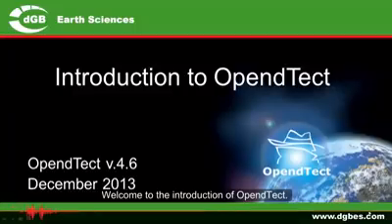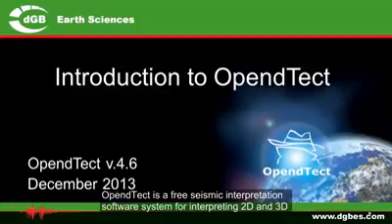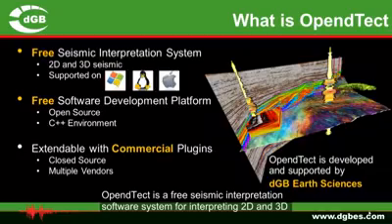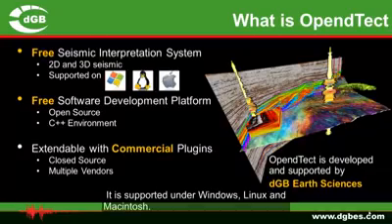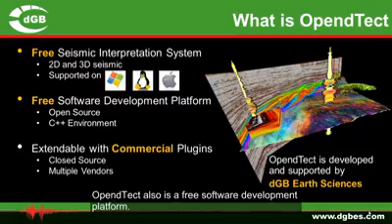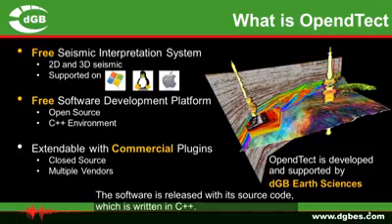Welcome to the introduction of OpendTect. OpendTect is a free seismic interpretation software system for interpreting 2D and 3D seismic data. It is supported on Windows, Linux and Macintosh. OpendTect also is a free software development platform. The software is released with its source code, which is written in C++.